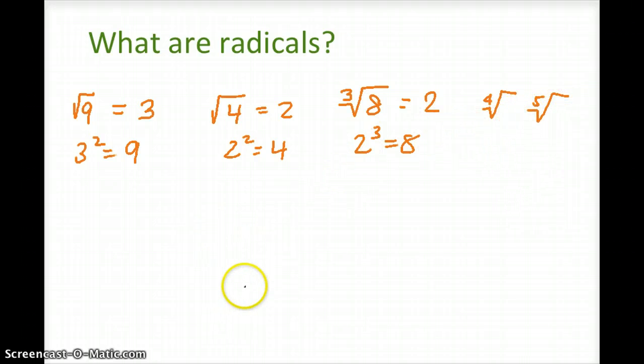And so you might be like, where's the second root? Well, this is the second root right here. Basically, the square root is the same thing as writing just the square root without a number here, because it's easier to write it that way, I guess. So yeah, I hope you understand what a radical is.